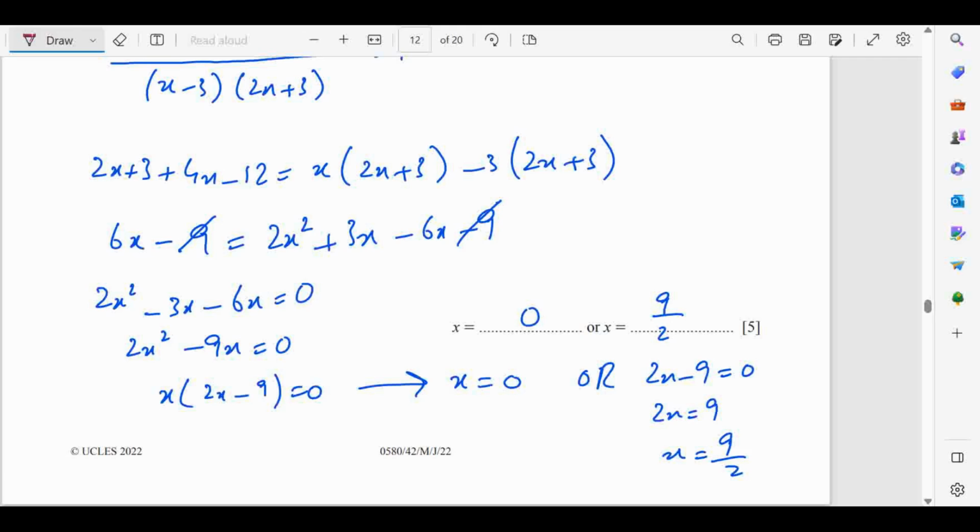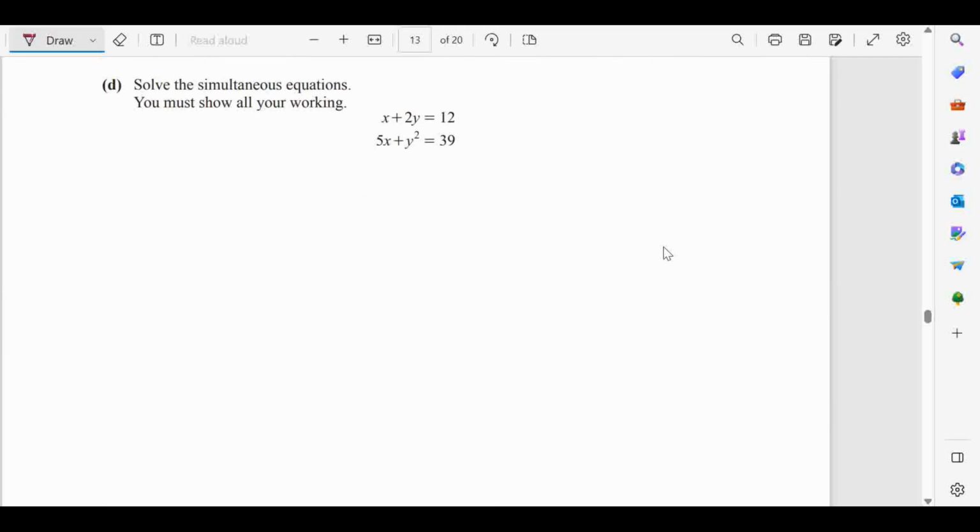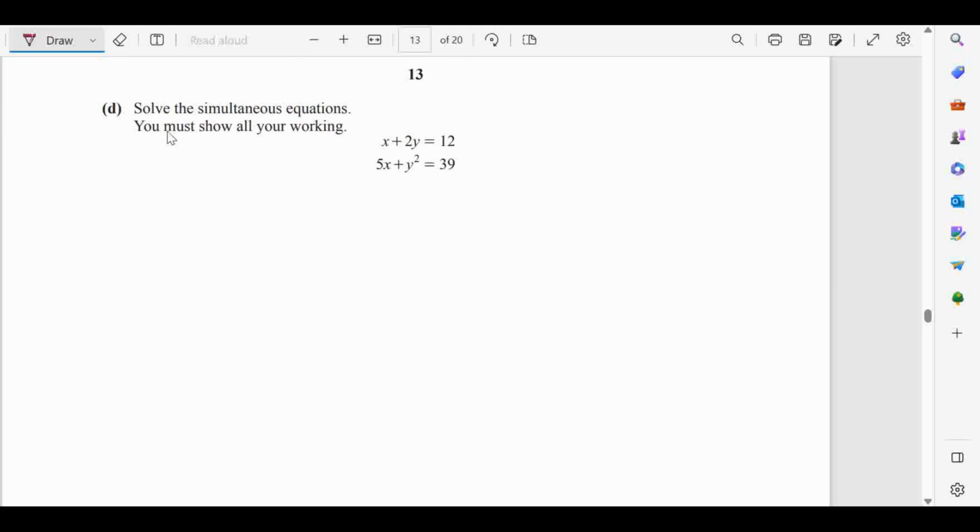We can also write this one as the decimal one. So 5.5 will be the 9 by 2, or 5.5 will be the final answer. Let's move to the next one. Solve this simultaneous equation. So let's use this one. x will be equals to 12 minus 2y. So put it in equation 2.